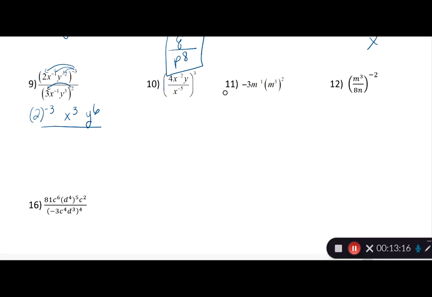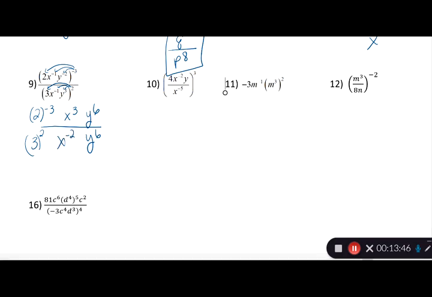Now the square is getting distributed through to each of these. So it's 3 squared, right? X to the negative 1 raised to the second power, right? So we do negative 1 times 2, which is going to give us an x to the negative 2. And then y cubed times 2 gives us a y to the 6, right? I'm going to erase this. X to the negative 2.